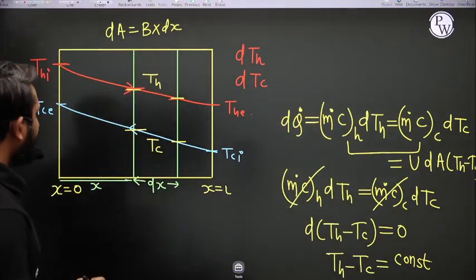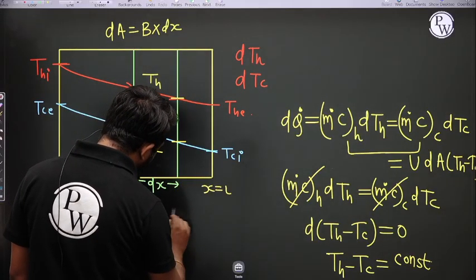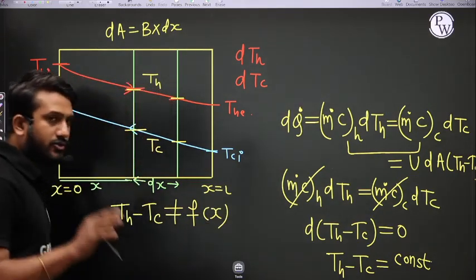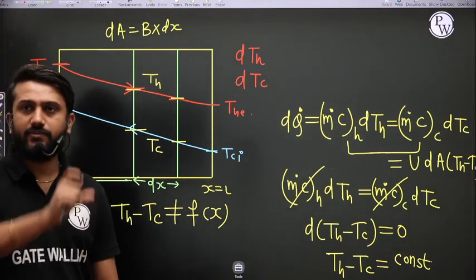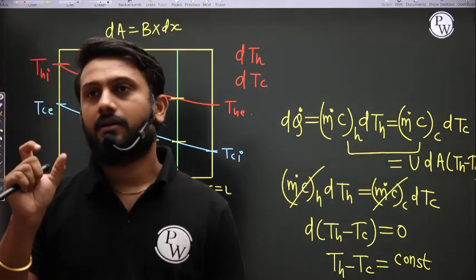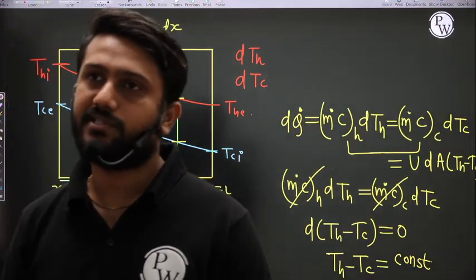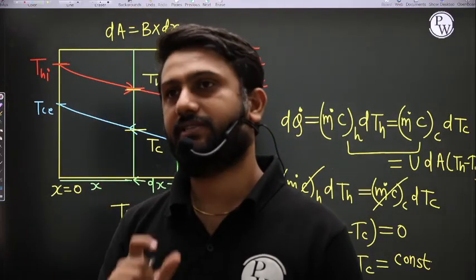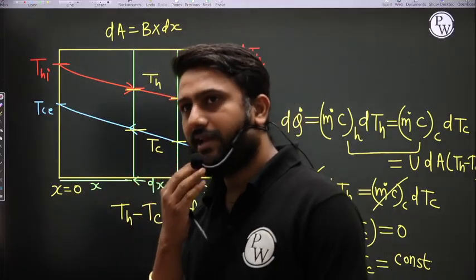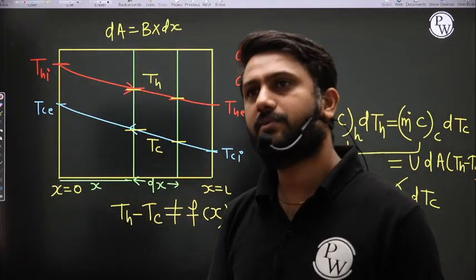That means I can say now that Th minus Tc is not a function of x. So this is the first thing. From this exercise, it is clear that the hot fluid temperature profile and the cold fluid temperature profile are parallel to each other. But there are a number of possibilities, no? There are a number of possibilities to draw parallel lines.